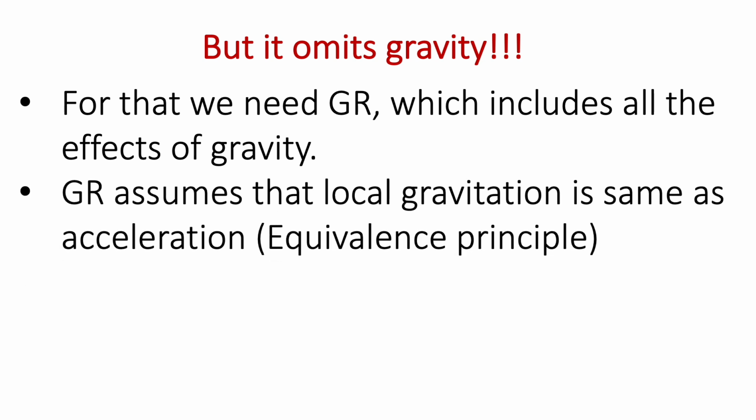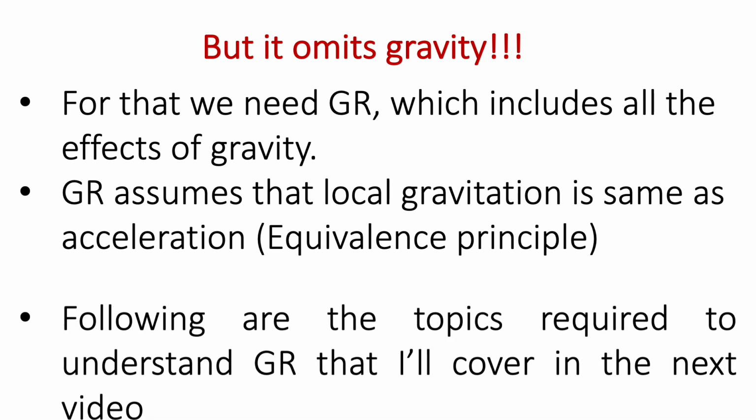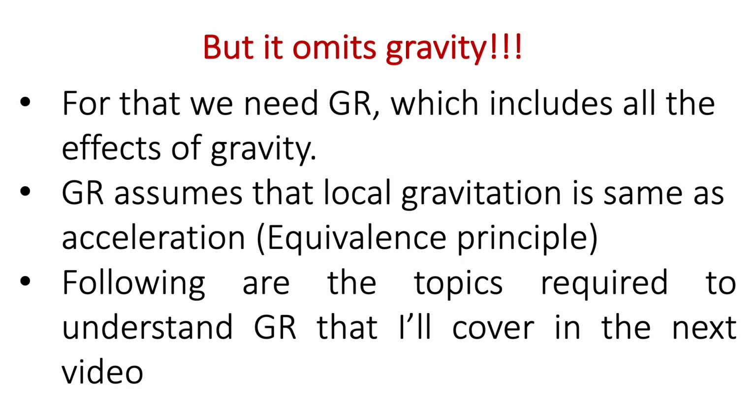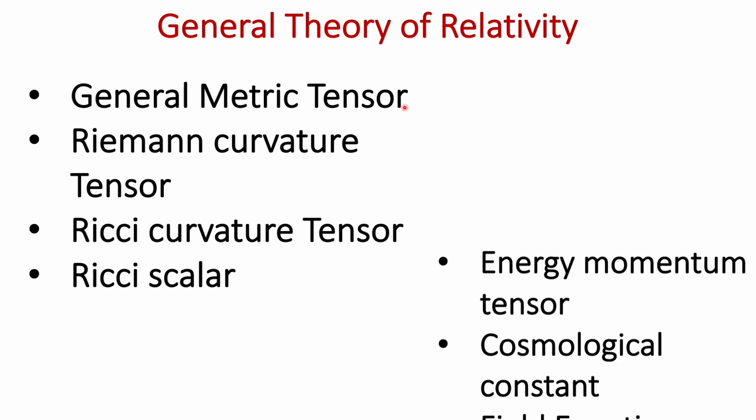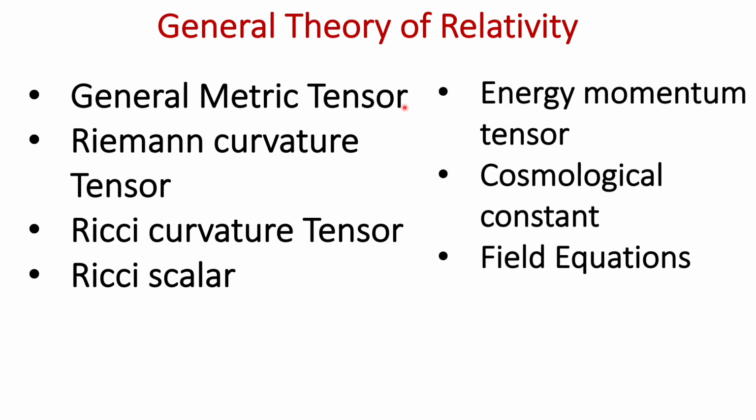The general theory of relativity assumes that local gravitation is same as acceleration, which is also known as equivalence principle. Following are the topics required to understand the general theory of relativity, which I will cover in the next video. In the general theory of relativity, I'm going to cover the general metric tensor, the Riemann curvature tensor, then how to reduce the Riemann curvature tensor to Ricci curvature tensor, and then to Ricci scalar. I will also cover the energy momentum tensor, the cosmological constant, and the field equations.